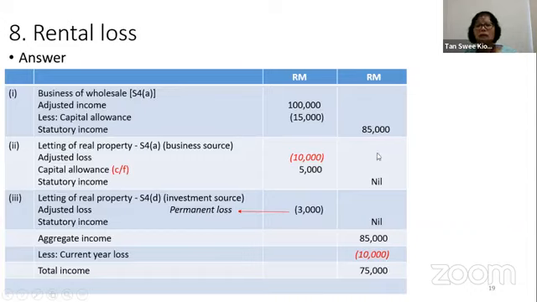Okay, now you look at this answer. Aggregate income is 85,000, and this loss from Section 4A business source rental income can offset against this aggregate income. So total income is 75,000 for Mr. A. This one cannot offset. So you can see the difference between Section 4A and Section 4D, the treatment for capital allowance and the rental loss.